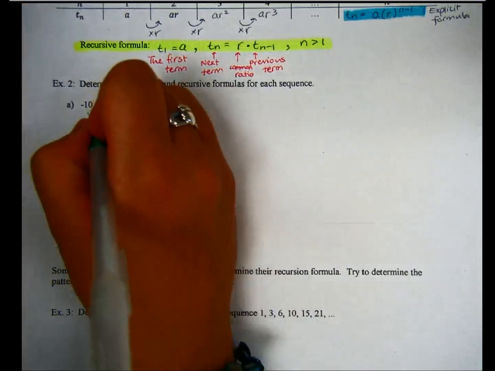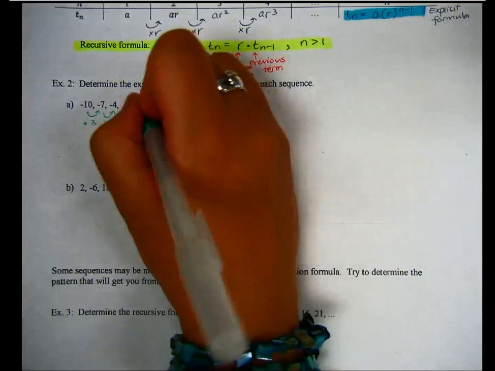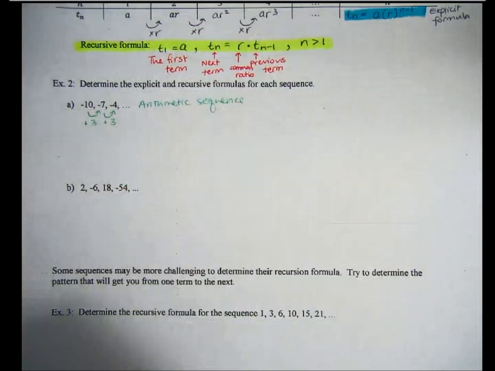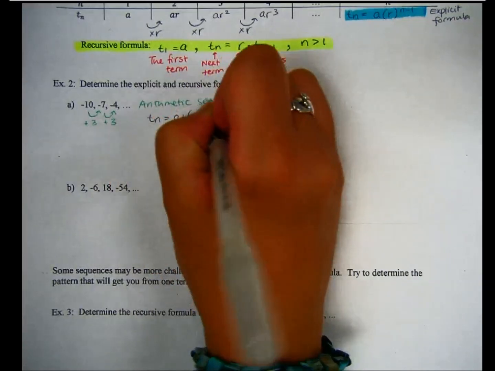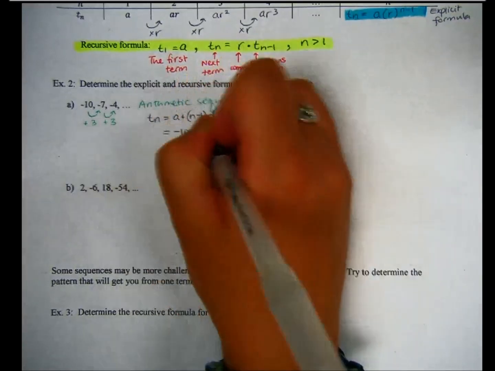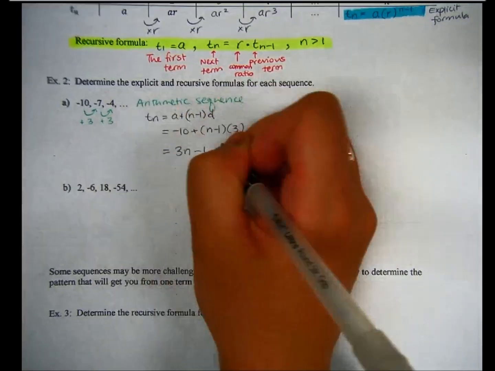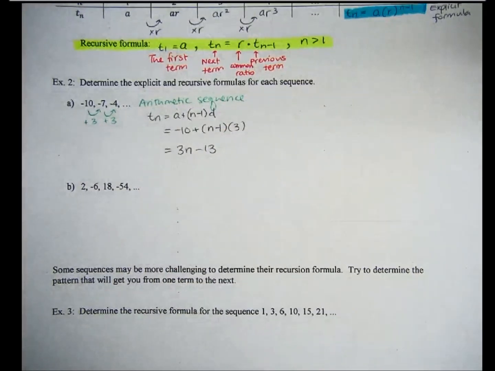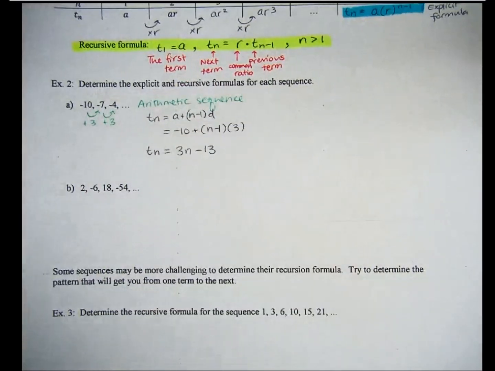Looking at example A, I can see that I have to add 3 to get to my next term. So this is an arithmetic sequence. The explicit formula for an arithmetic sequence, Tn equals a plus n minus 1 d. Plug in everything you know, negative 10 plus n minus 1 times 3. And when you simplify, you should get 3n minus 13. And that would be your explicit formula.